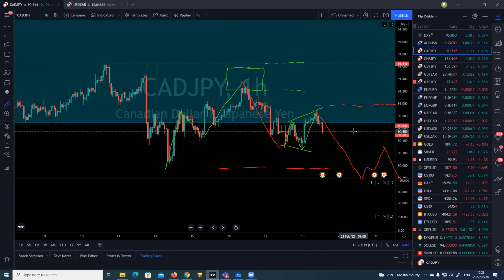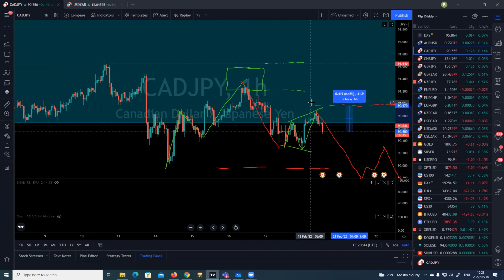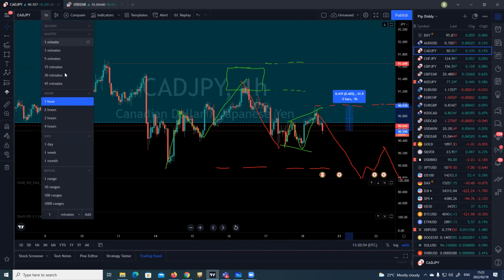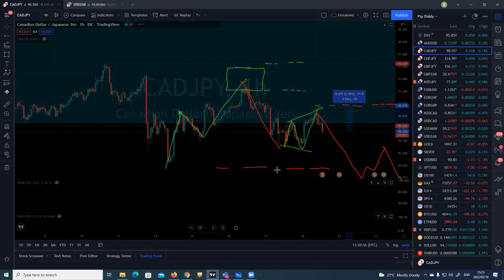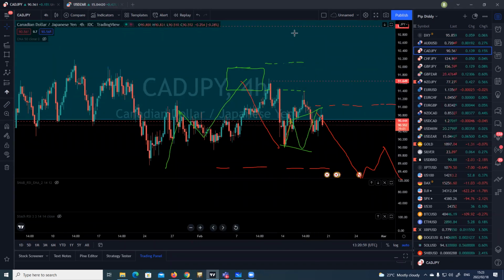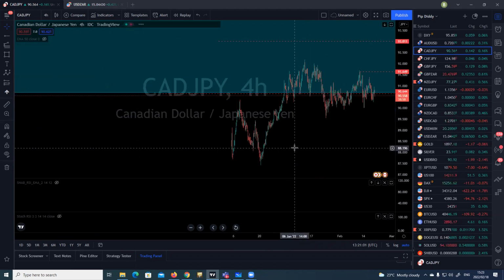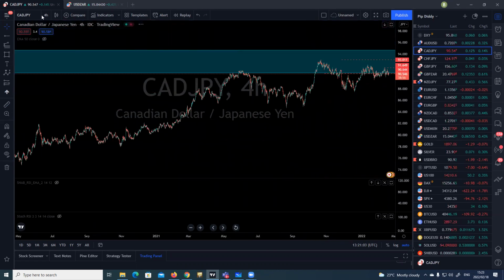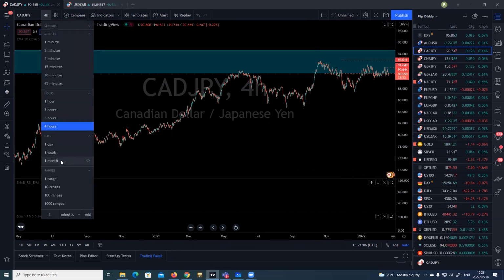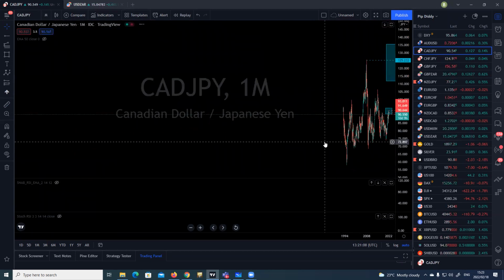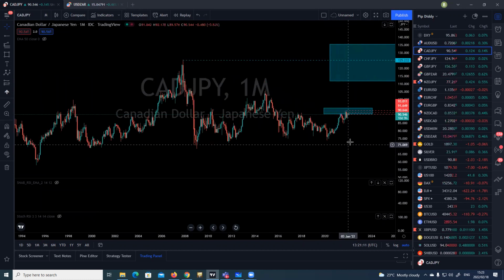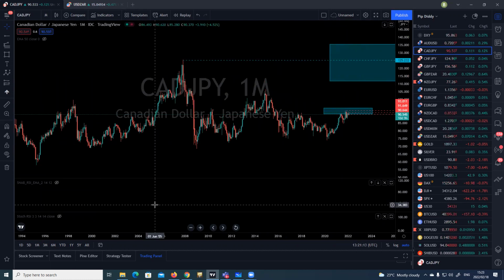I'm personally not going to take this trade. This is 41 pips of your stop loss. Your stop has to be right exactly above this spike here. I'm personally not going to be trading this. I would rather wait for the market to first complete this leg here.